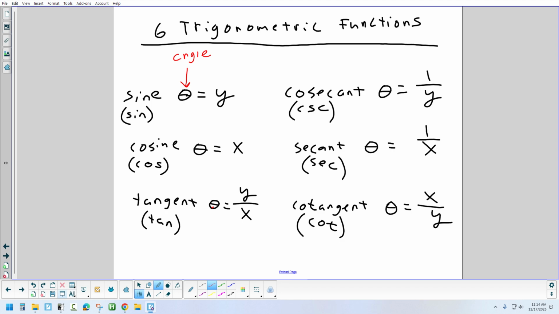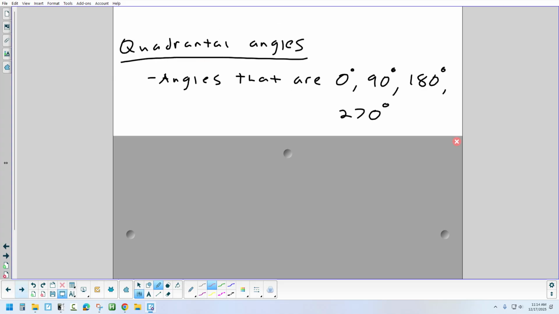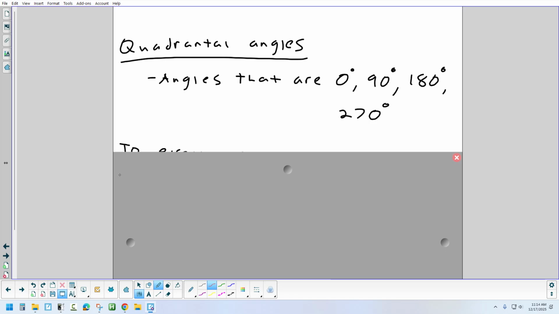Generally, you're not going to do all 6 in the same problem on the test. I would ask you to do one of the 6. But when we practice examples together, I will do all 6, so you can see how each one works. Okay, so the angles that we talked about so far, 0, 90, 180, and 270, are called quadrantal angles. They're all the angles that are on the axis.